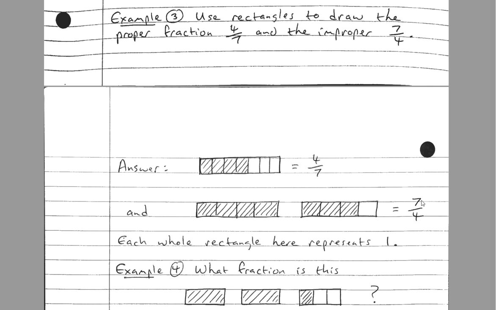Okay, so these improper fractions, they're 1 or more. This one's bigger than 1. It's 1 plus another piece. And here, each whole rectangle represents 1.